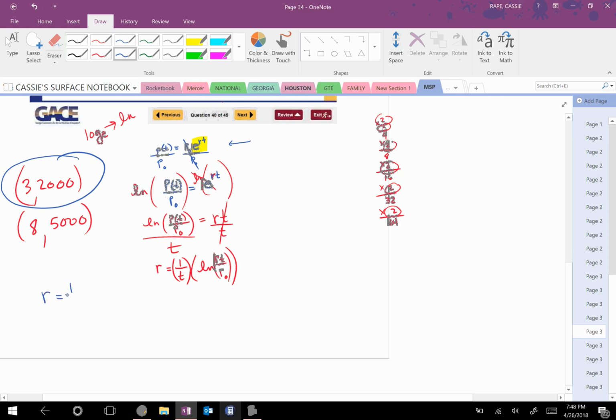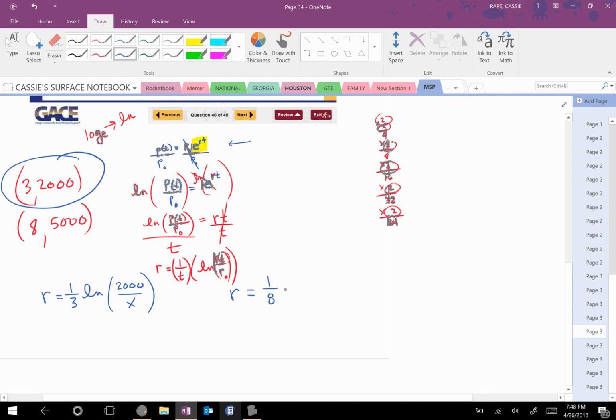and keep in mind P(t) should have parentheses around it. Keep in mind that P(t) is the y value, so it equals the natural log of 2,000 over, and I'm going to put an x right there because that's what I'm going to try ABCD with. Furthermore, if I do the second point, r is equal to 1 over 8 times the natural log of 5,000 over, and keep in mind the rate's going to be the same, so I can still use x.